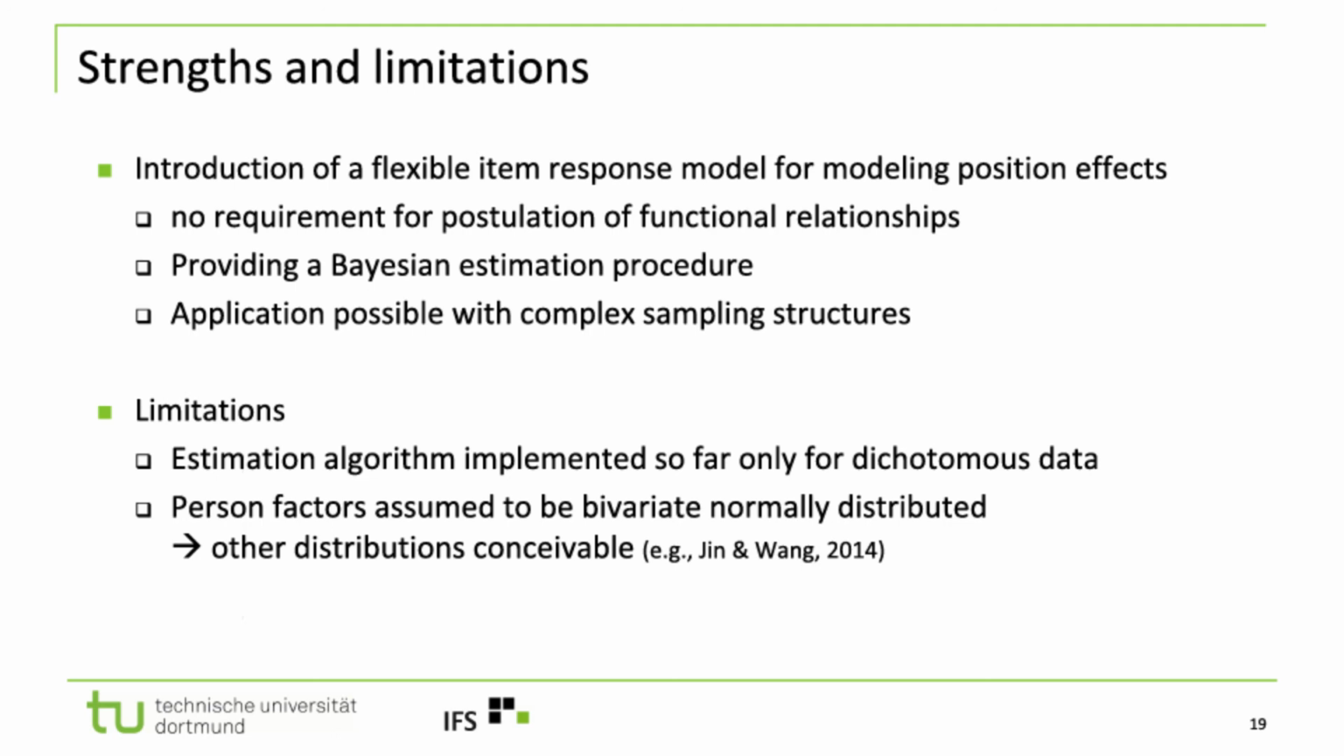However, I have to make some restrictions, of course. For example, so far the algorithm is only implemented for binary data, and usually in educational assessments also polytomously coded data have to be processed. So we still have some work to do here. Another limitation is the assumption of a bivariate normal distribution on the person side. In principle, other distribution forms are also possible. In particular, those that only allow positive values for persistence should be considered here.